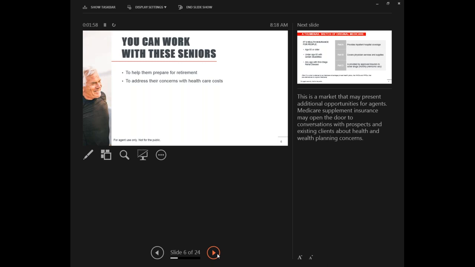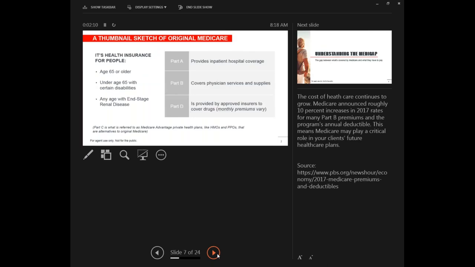I want to do a quick overview of how Medicare works. It's for people age 65 and older, or if they're under 65 with certain disabilities or end-stage renal disease. There's Medicare Part A, which is going to provide inpatient hospital coverage. Part B covers physician services and supplies. Part D is provided by insurance carriers to cover prescription drug costs. We don't work with that, but that is a part of the Medicare formula here. And then there's also Medicare Part C, which refers to Medicare Advantage plans, which function like HMOs and PPOs. It's an alternative to traditional Medicare, so Parts A and B.